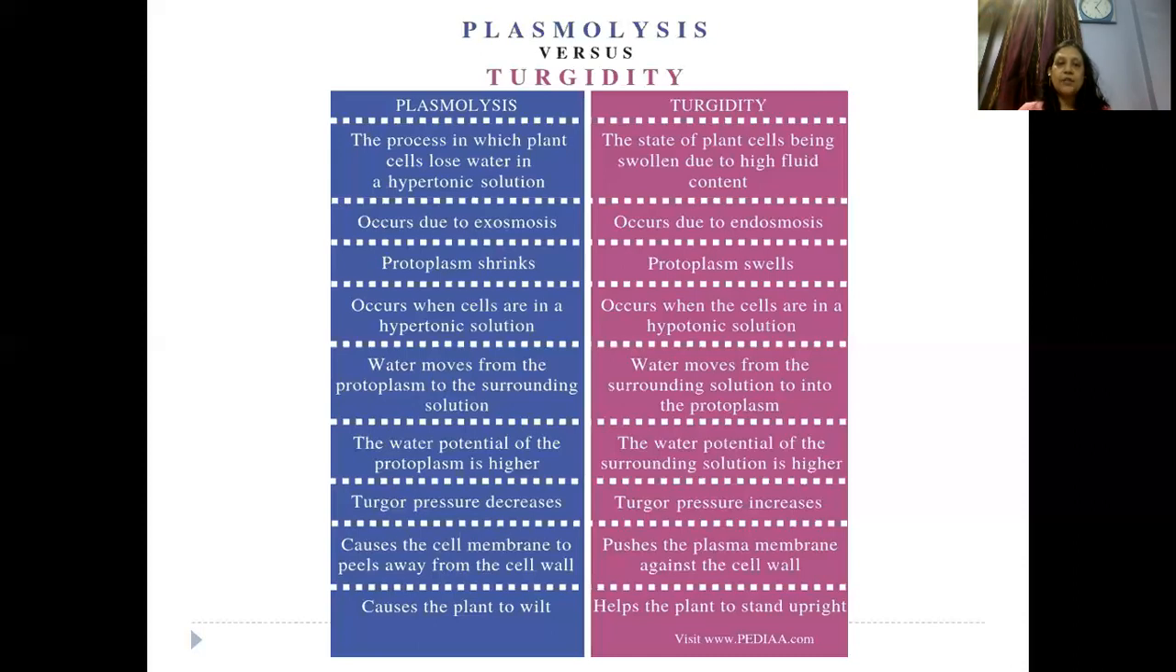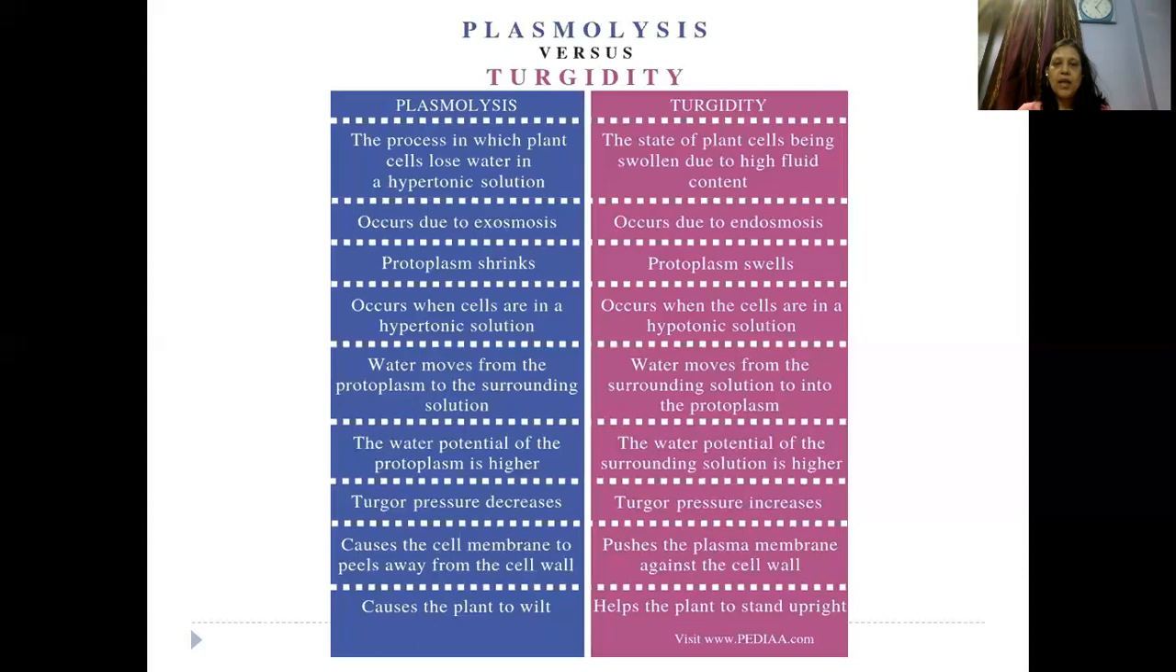Now plasmolysis occurs when cells are in a hypertonic solution, that we saw just in the earlier point. And turgidity, what happens? It happens when it's in a hypotonic solution. That means the concentration outside is lesser, and inside it is more. That is why it tends to move inside. Okay, so what happens here? In the next point, it shows water from the protoplasm to the surrounding solution. So the water from the protoplasm will tend to move outside. Going outside, it is exoosmosis again.